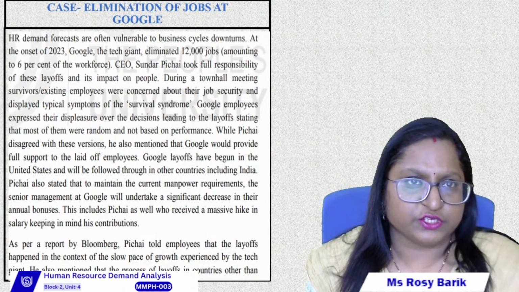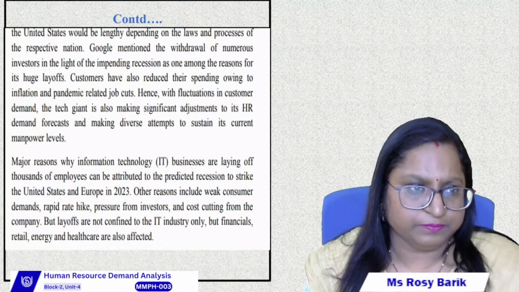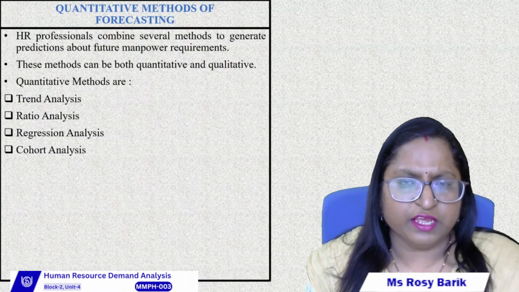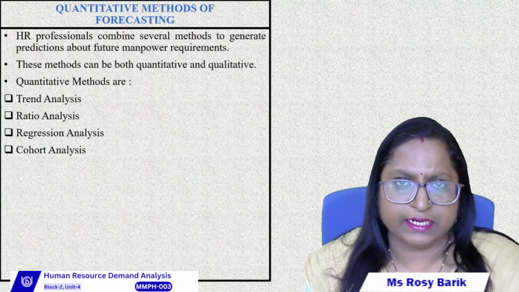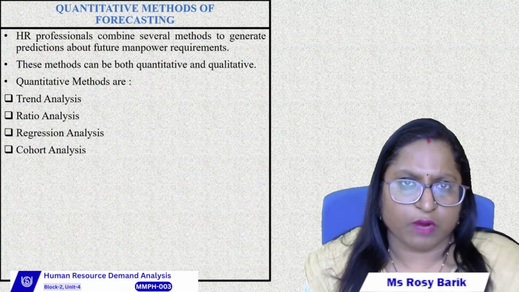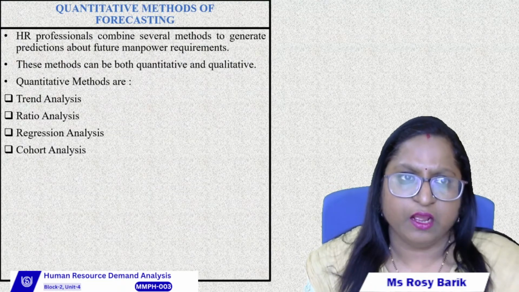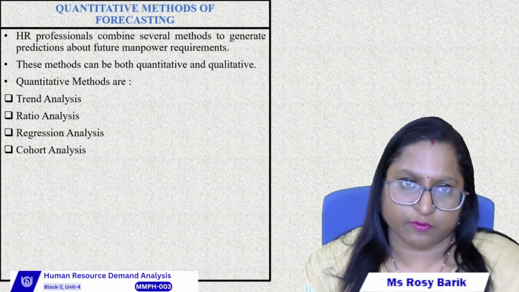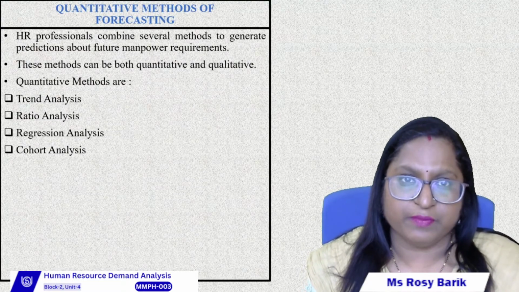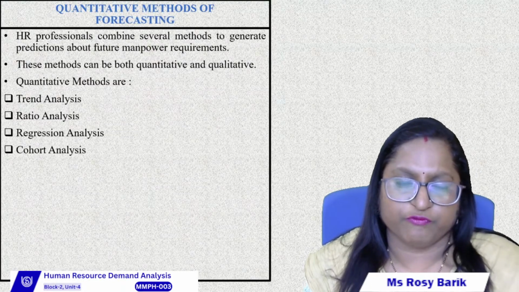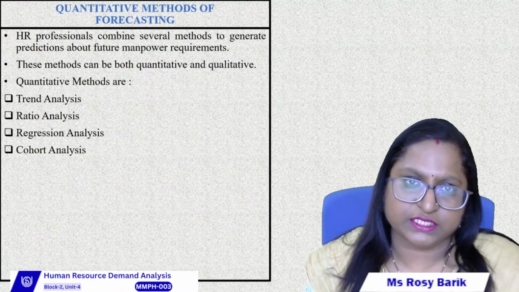So here is the case study of elimination of jobs at Google. We can go through it later. As we have discussed, there are two methods of demand forecasting, one is the quantitative method and another is the qualitative method. The quantitative method focuses on the quantity required for estimating or forecasting the human resources required in the organization. So HR professionals combine several methods to generate predictions about future manpower requirements. These methods can be both qualitative as well as quantitative.